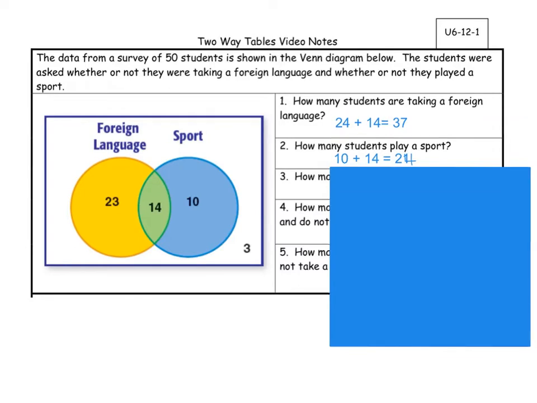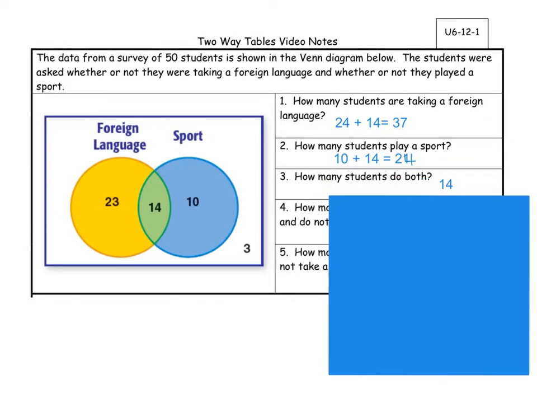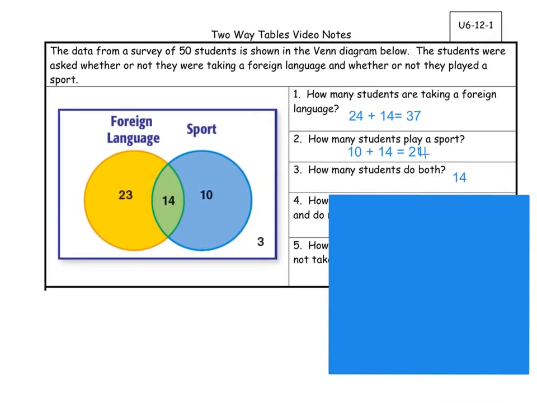Next question, how many students do both? So we're looking at the intersection of that Venn diagram, and the intersection of that Venn diagram is right here, so 14 students do both.